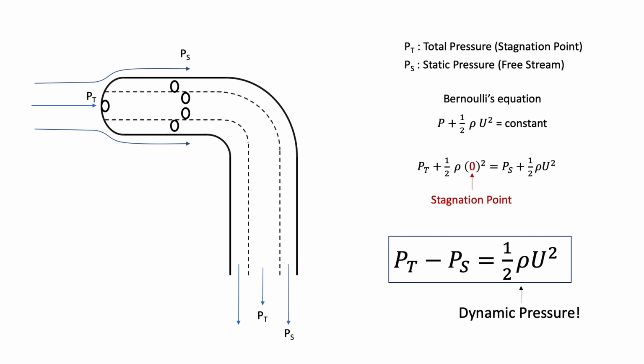So using Bernoulli's equation, you can work out that PT minus PS equals 1/2 rho U squared, which is your dynamic pressure. And so using a Pitot-static tube, you can not only measure PT, PS, and the dynamic pressure, you can also figure out what the velocity of the flow is.